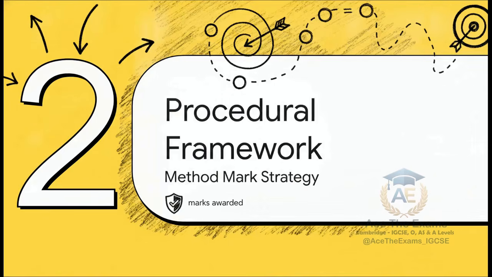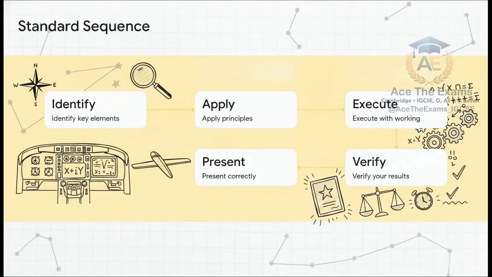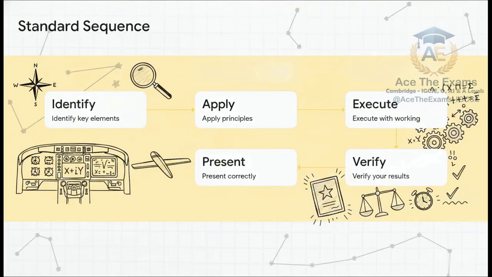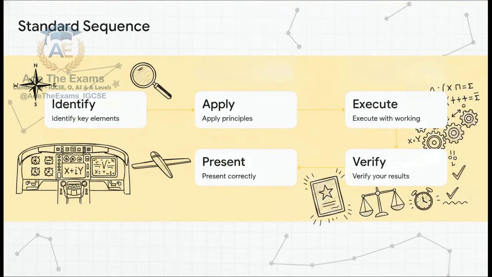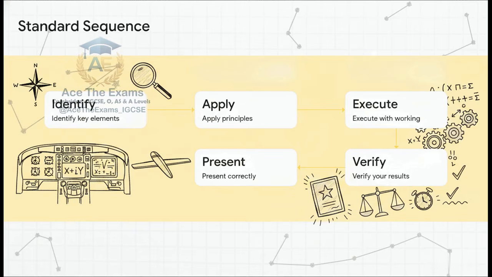Section 2, Procedural Framework. Let's examine how this builds into your actual exam strategy. This is your method mark strategy, where marks are actually awarded for your procedural execution. You see, the examiners aren't just looking at your final landing, they are tracking your entire approach trajectory. If you crash at the very end but your procedure was flawless, you can still secure critical method marks.